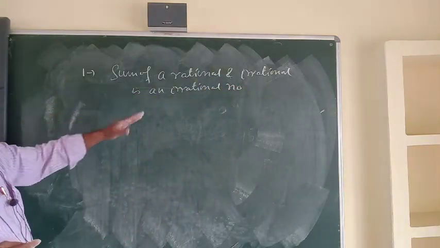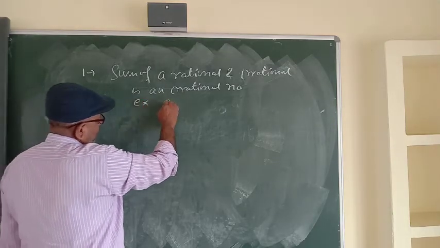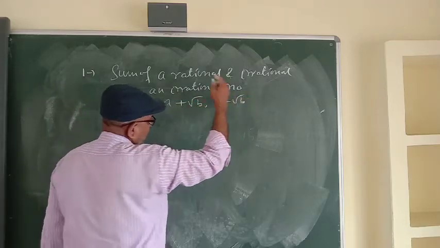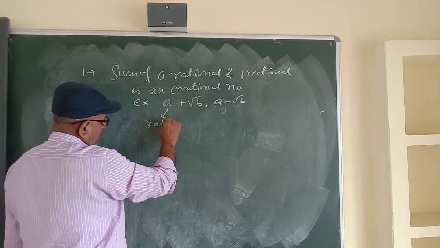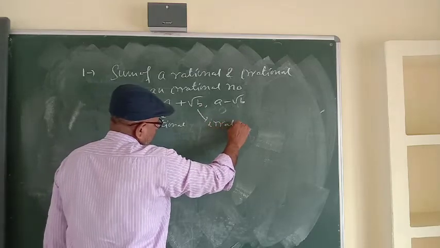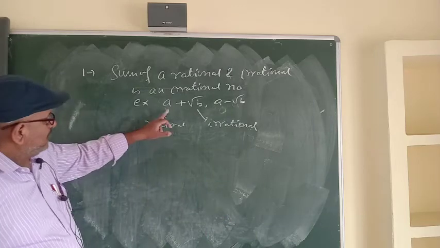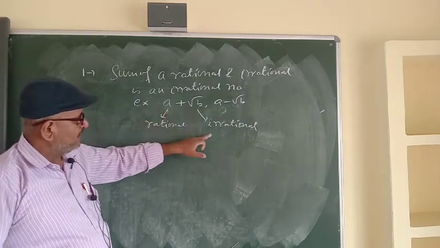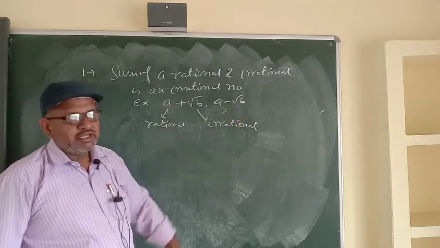The sum of a rational number and an irrational number is an irrational number. Example: a plus root b or a minus root b, where a is rational and root b is irrational. Their sum will be irrational, and their difference will also be irrational.